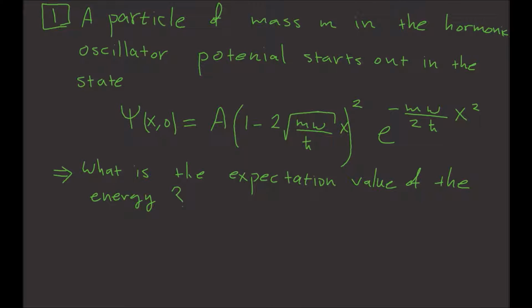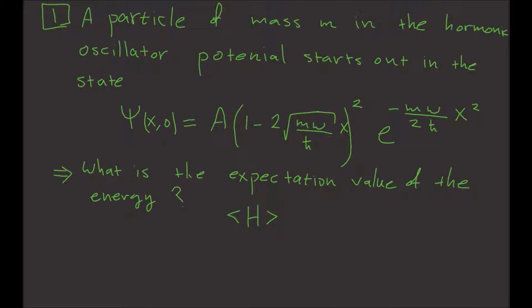A particle of mass m in the harmonic oscillator potential starts out in the state psi of x and 0 equals some normalization constant A times (1 minus 2 times the square root of m omega over h bar times x) squared times the harmonic potential, the harmonic part. The question here: what is the expectation value of the energy? That is, what is the expectation value of H?